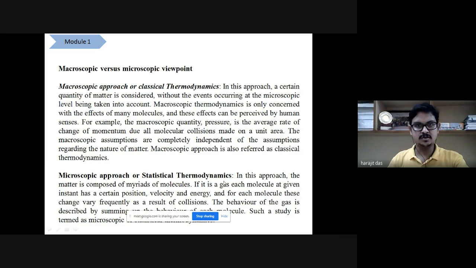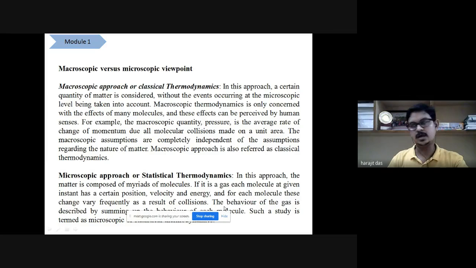So microscopic approach means what? We will study each and every molecule and find out the properties. That is the approach. The matter is composed of myriads of molecules. So if it is a gas, each molecule at a given instant has a certain position, velocity, and energy. And for each molecule, these change very frequently as a result of collision.